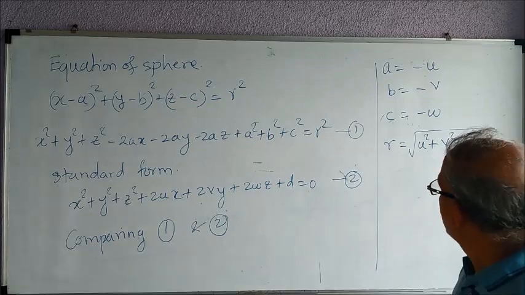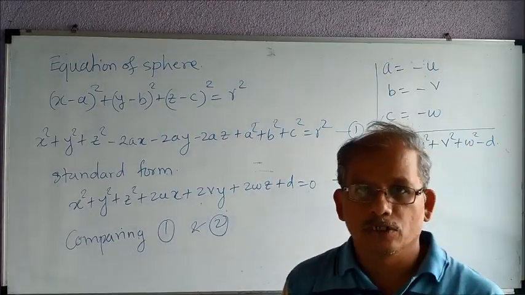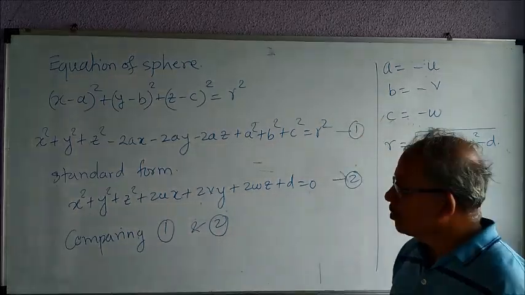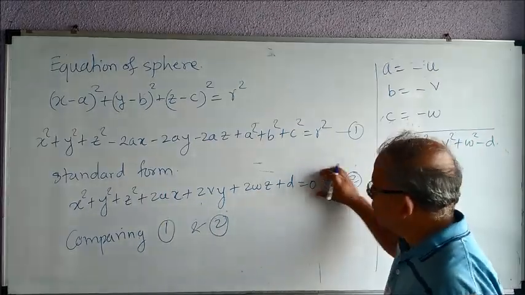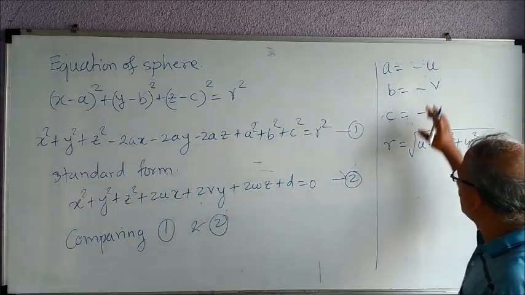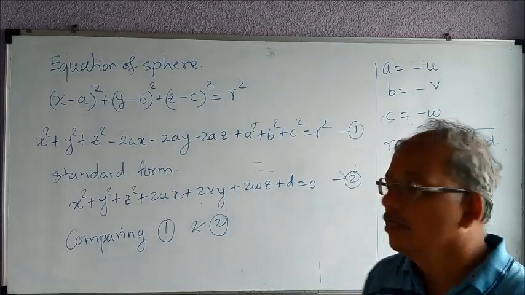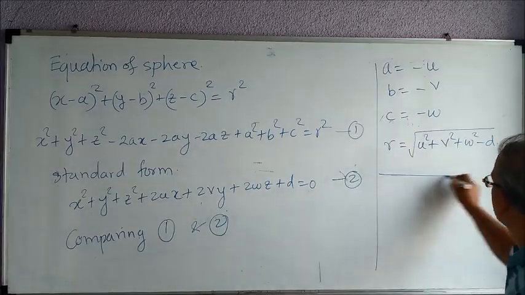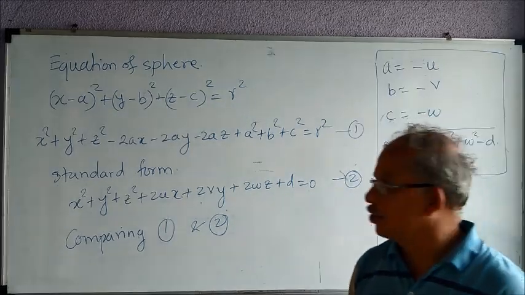But remember that a, b, c always denotes the center of the sphere. So suppose any equation is given to you in this format, you can easily find out the center and the radius of the sphere. So just note these things, and we'll see an illustration.